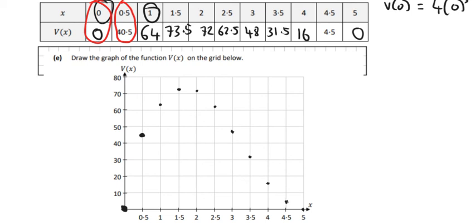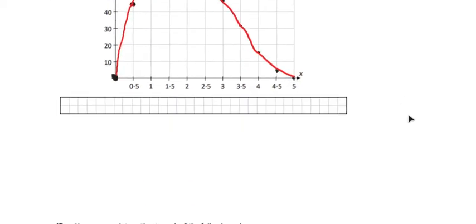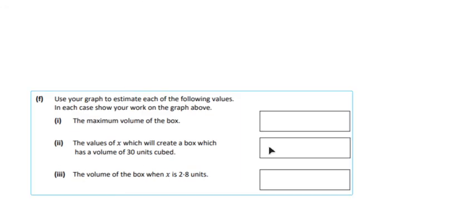Okay, so we can just connect up all those then. So as best you can again, remember, you won't be docked marks as long as you don't draw the line away from any of the dots. So that's the curve that we're getting. So that's part E.